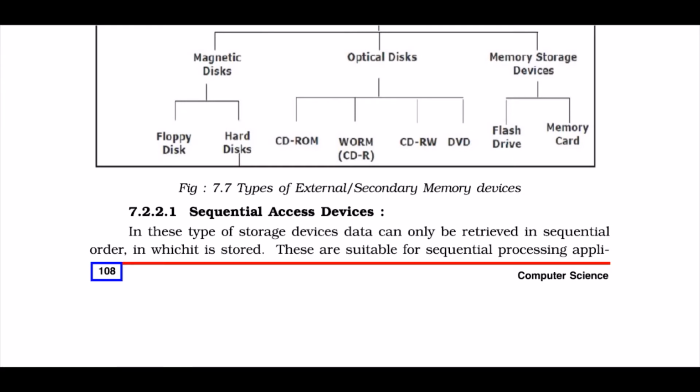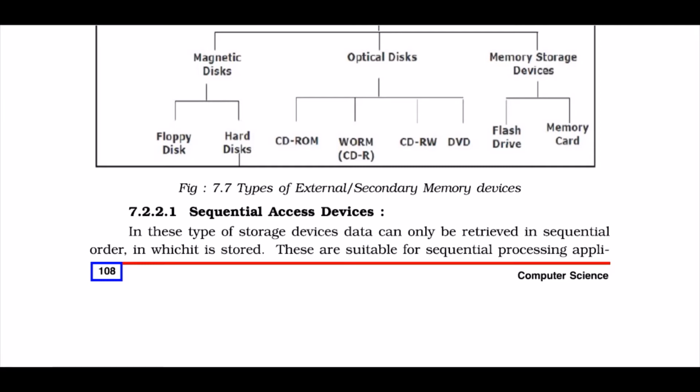Sequential access devices. Now what do you understand by sequence? The information that can be accessed step by step, that is, in a sequence. In these types of storage devices, data can only be retrieved in the sequential order in which it is stored. The basic examples of sequential drives are audio cassettes or video cassettes that we used to play for a movie in our home.